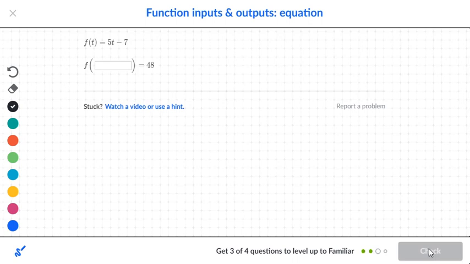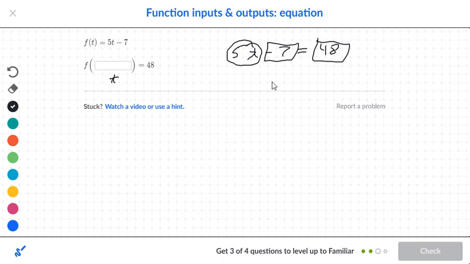Okay, next problem, we can do basically the same thing. We can say 5t minus 7 is equal to 48, because again, both parts here are the same. They're both f of t. Circle the letters, box your numbers. So go ahead and add 7 to both sides.